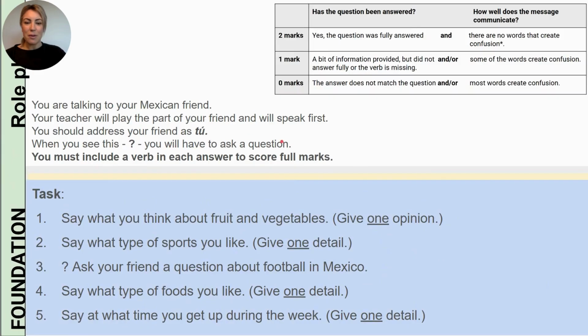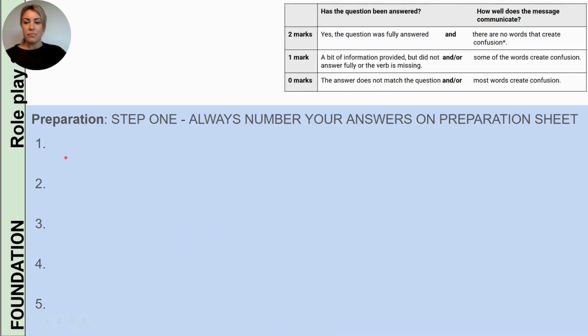This is the task we are presented with. We are talking to a Mexican friend and we're going to say these things. This is written in English. We need to write sentences in Spanish. The examiner is going to ask us the questions, so it doesn't really matter. We just need to prepare these. And when we see a question mark, we need to prepare a question for them. Okay. So let's do this together and then we'll do some role play practice.